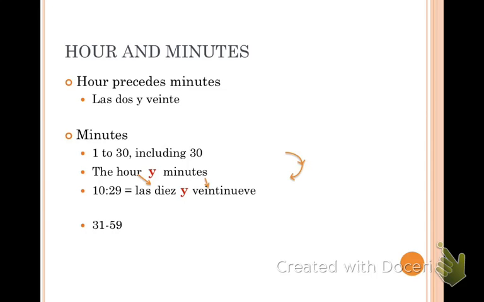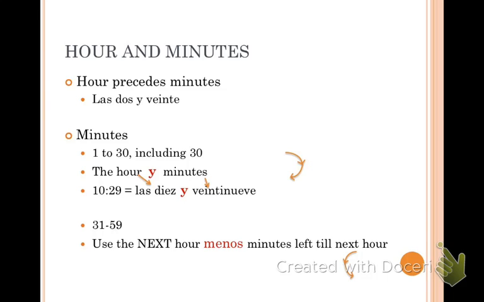For minutes 31 to 59. Those are the minutes on the left-hand side of the clock. For those, we're going to go forward to the next hour. We're going to use the word menos, which means less, and then the minutes left till the next hour. So that would be like saying it's 10 till, or it's 15 till. Doesn't that mean minus? So for these, if you look at the arrows here, you go forward to the next hour, and you tell how many minutes are left to it.